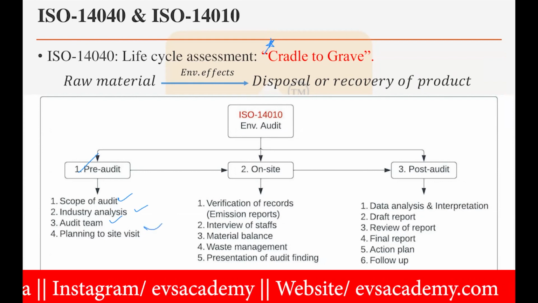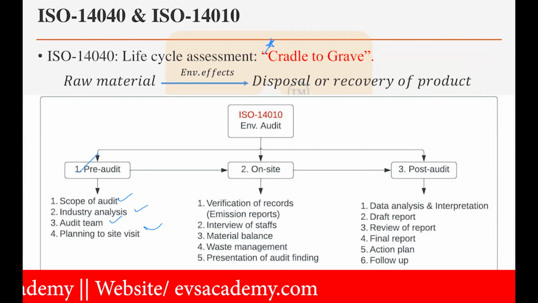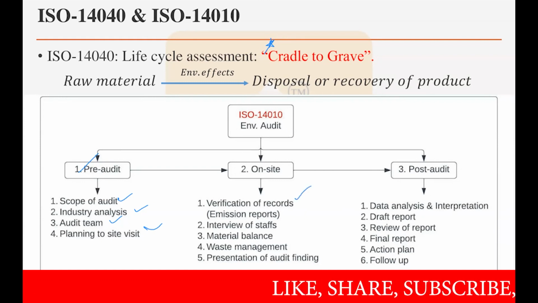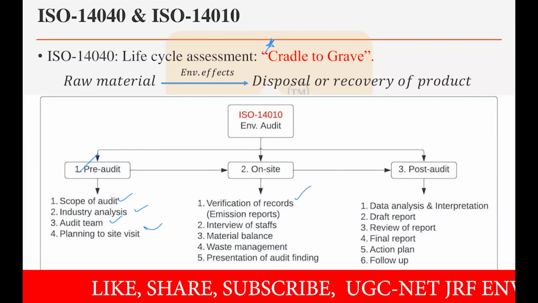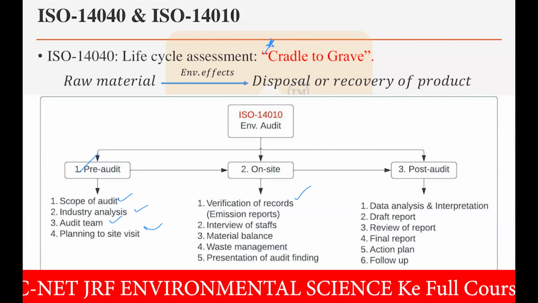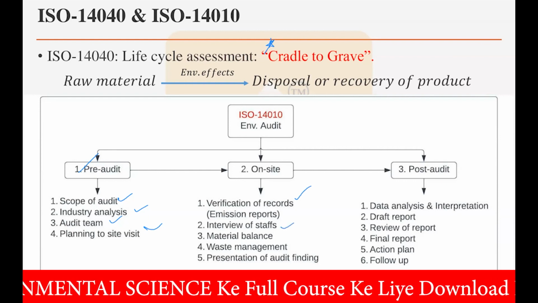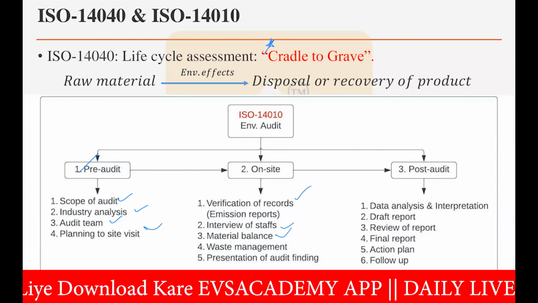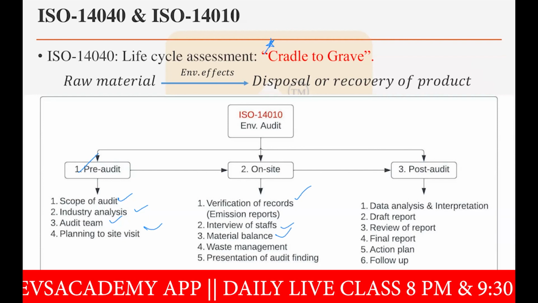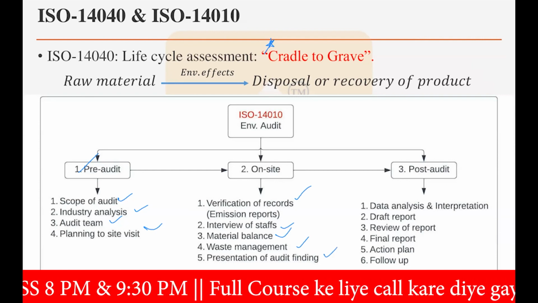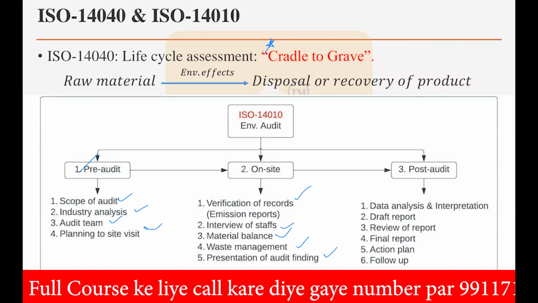Then you have to plan a site visit. You have to go to that project area to see the site by yourself. That is the planning of the site visit. Then we have the on-site environmental audit. Here the verification of records is done. Emission reports you will ask for and analyze. You will verify whether all the things are under the permissible limit or not. Then you take interviews of the staff to see whether they are saying the right things or not. You have to see the material balance, whether the things are in balanced amounts or not, and you have to analyze how they are doing waste management. And then you have to prepare a presentation for whatever findings you got from that particular audit.